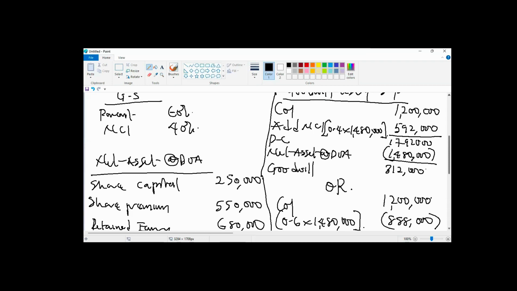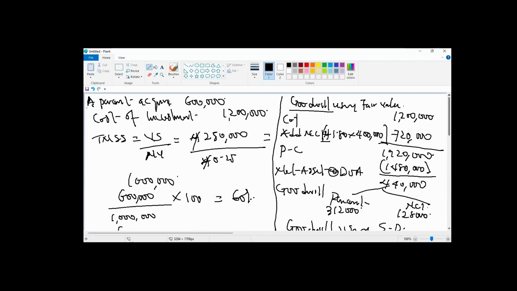Now, I want to ask you a question. Based on what we have done so far, what is the difference between goodwill when it's valued at fair value and goodwill using share proportionate method? Can you tell me the difference between the two? You said that the goodwill gotten using fair value method is for both the NCI and the parent, while the goodwill gotten using the share proportionate is for the parent alone.